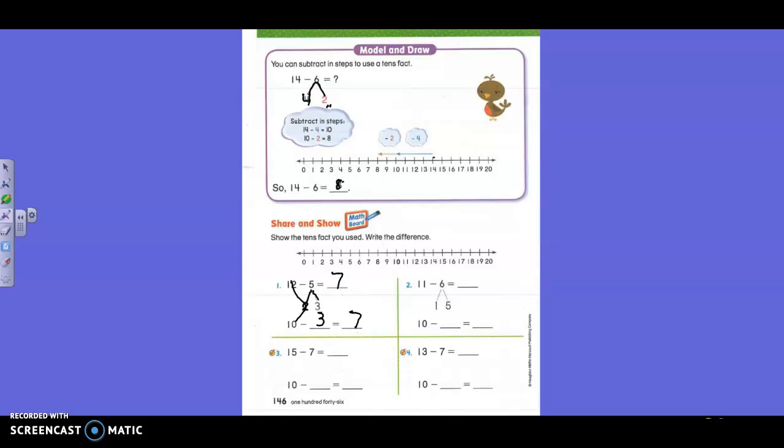Okay, let's do number 2. 11 minus what is 10? Or 10 plus what is 11? 1. Okay, so we just made 10. Now 1 plus what is 6? 5. So your leftover number is 5. 10 minus 5 is 5. So that is your answer.